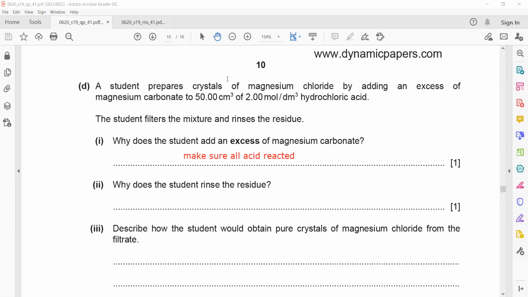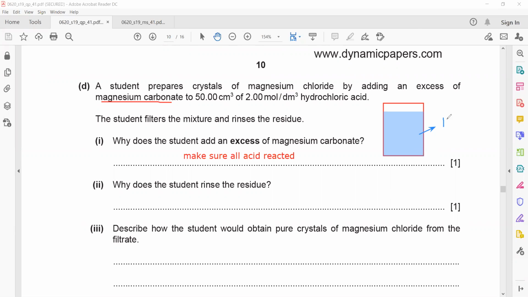Why does the student rinse the residue? What will be the residue? Residue will be magnesium carbonate. Why does he wash magnesium carbonate? Not HCl. Because what happened? You have a container. This container is filled with HCl. Yeah, to remove the filtrate, that's right. Or to remove magnesium chloride.